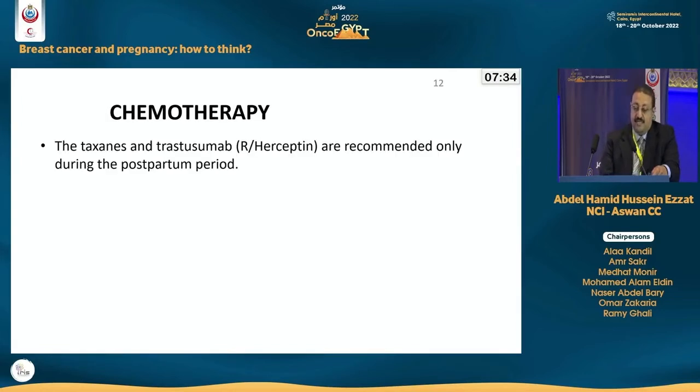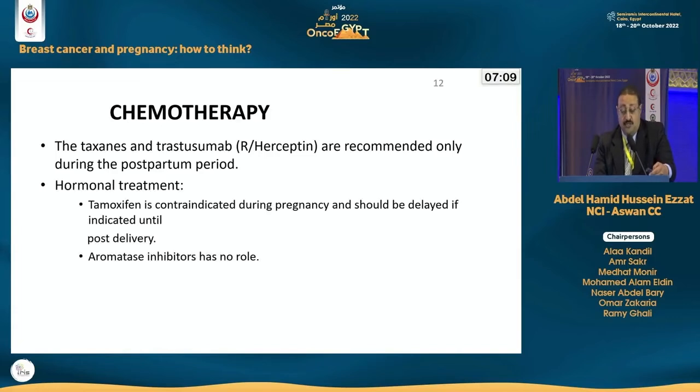Also, taxanes and trastuzumab are recommended only during the postpartum period. For example, trastuzumab has documented oliguria, anhydramnios, and risk of premature labor for the fetus. Concerning hormonal treatment, tamoxifen is contraindicated during pregnancy and should be delayed, if indicated, until after delivery. And aromatase inhibitors have no role here because they are mainly used in postmenopausal, not premenopausal, females.